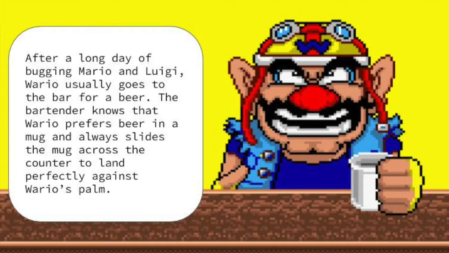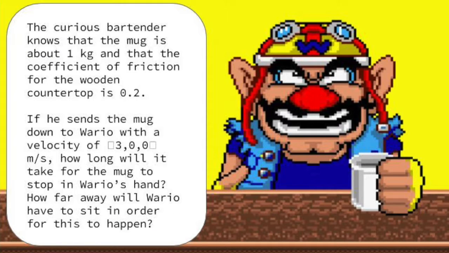After a long day of bugging Mario and Luigi, Wario usually goes to the bar for a beer. The bartender knows that Wario prefers beer in a mug and always slides the mug across the counter to land perfectly against Wario's palm. The curious bartender knows that the mug is about 1 kilogram and that the coefficient of friction for the wooden countertop is 0.2.